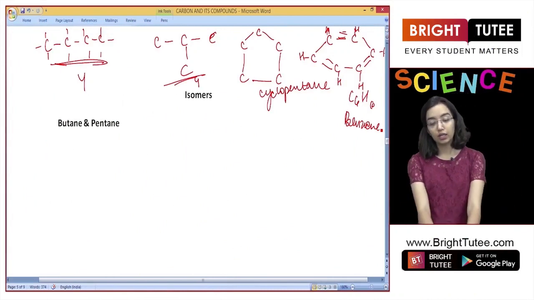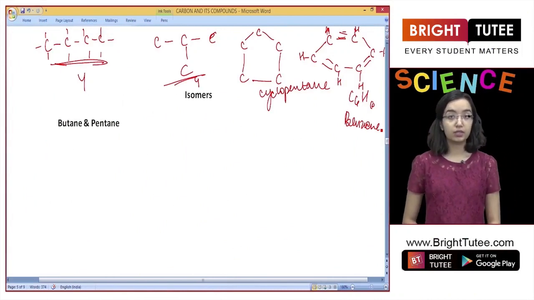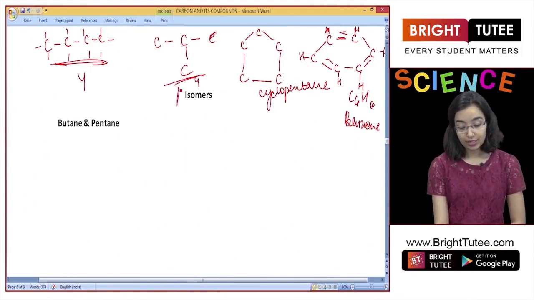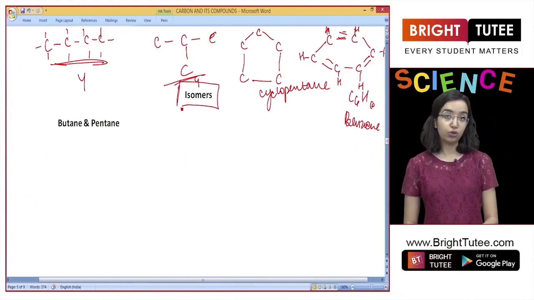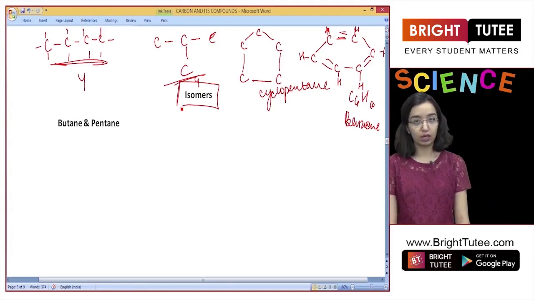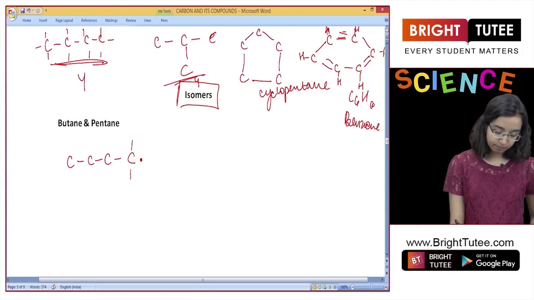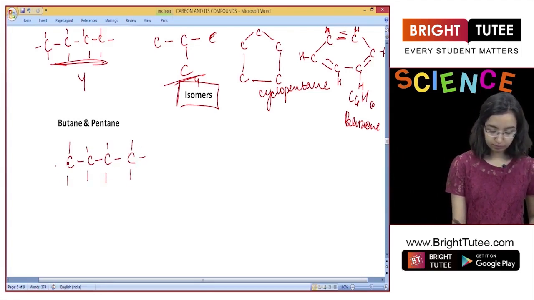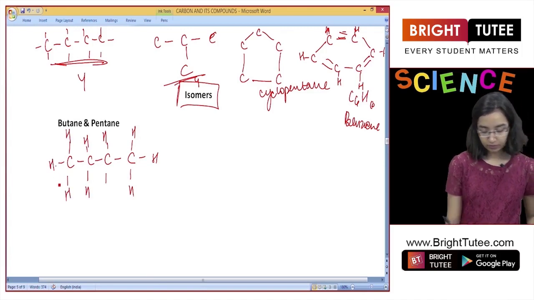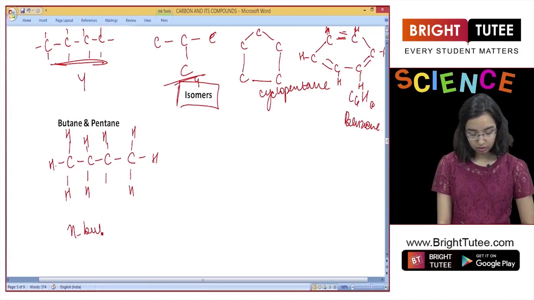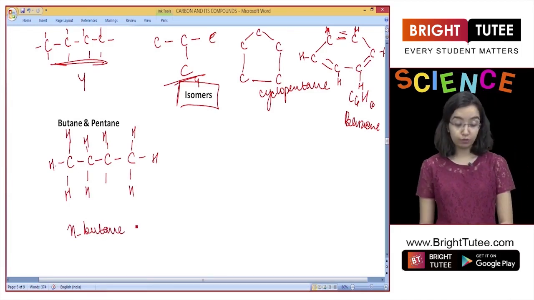Right? So carbon can exist with the same chemical formula. It can also exist with different structures, and those structures are called isomers. So isomers are different structural forms of the same chemical formula of carbon atoms. Specifically, we'll be talking about hydrocarbons right now. Right? So we understood that butane can exist in a straight form. This is called n-butane. It can also exist in the form of a branch.